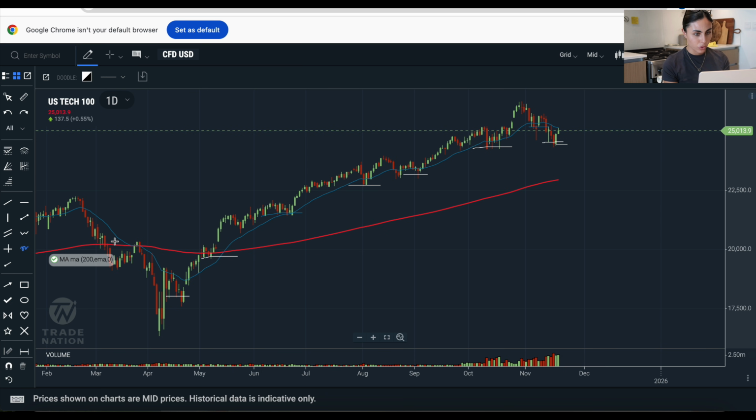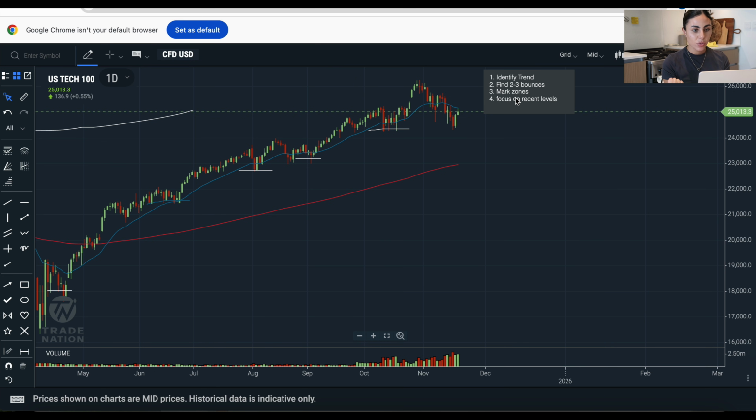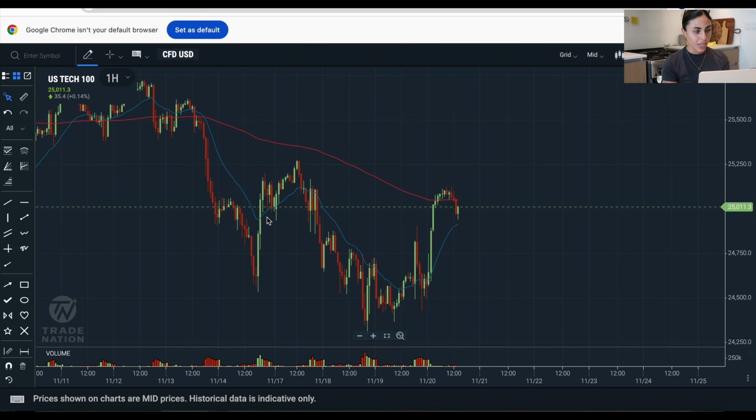Okay, now let's remove all of this. So now we figure that it's an uptrend, therefore we know we are going to buy. Okay, so now since we've identified the trend, we want to find 2 to 3 bounces, but I'm not going to do it on the daily time frame as we are scalpers, we are not swing traders. So we are going to go on the hourly time frame.